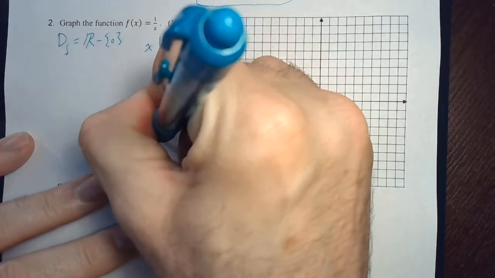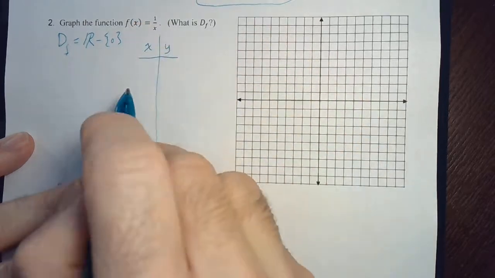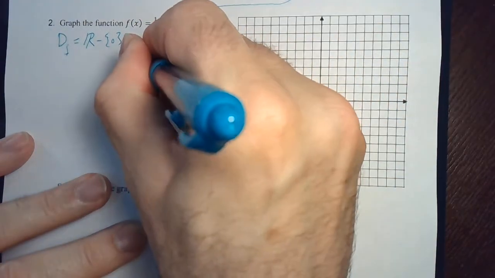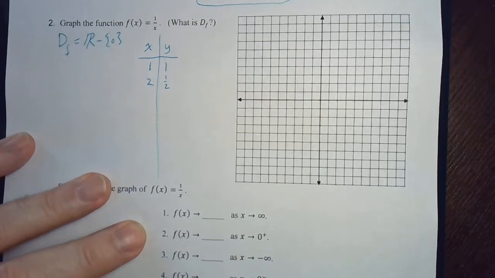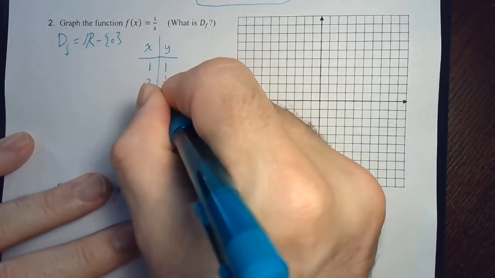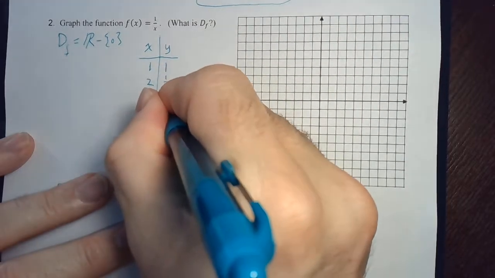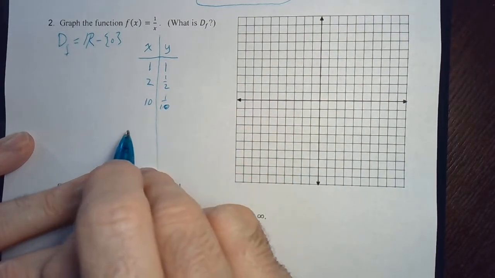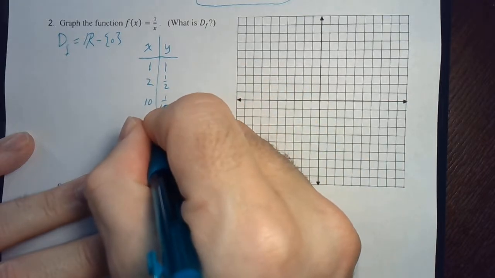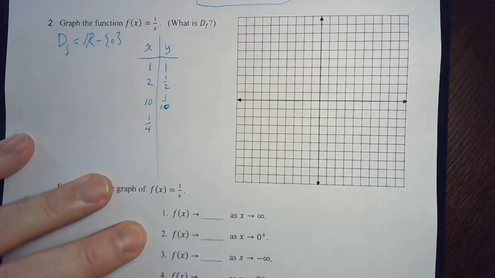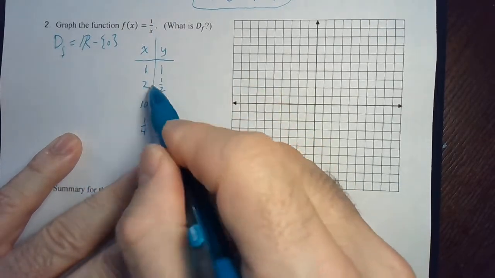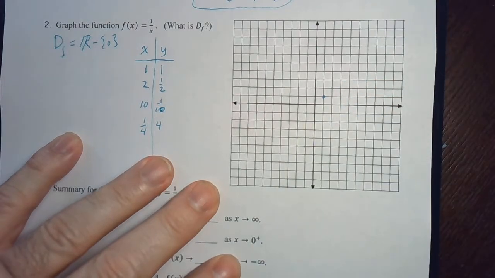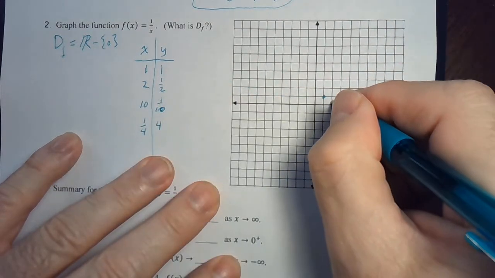x and y. F of x is just y. So let's do the obvious easy one. When x is 1, y is 1. Now when x is 2, y would be 1/2. Let's jump out to 10, y would be 1 over 10. And now we can't plug in a 0, but let's plug in a fraction, something like 1 over 4. The reciprocal of 1 over 4 is 4. That's probably enough positive numbers. These are all ordered pairs. 1, 1, that point right there. 2 has a height of only 1/2.